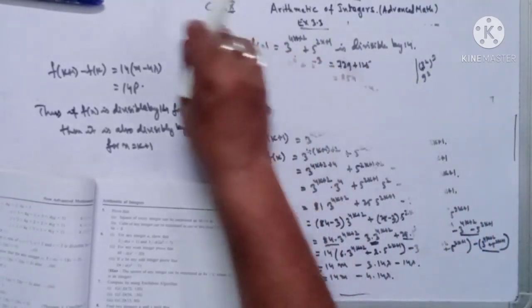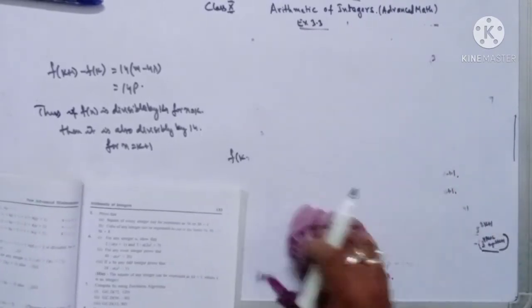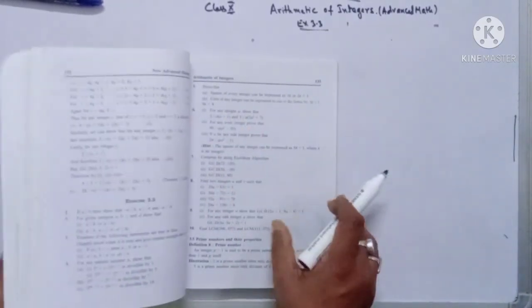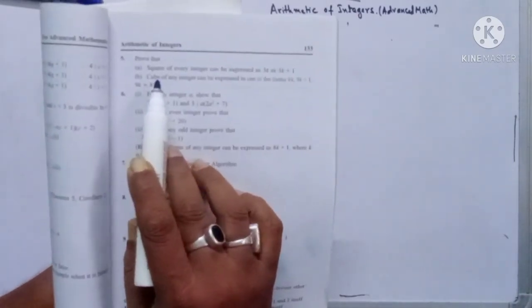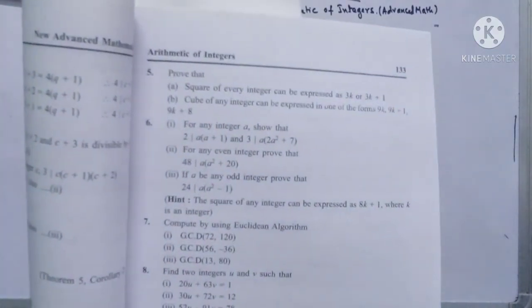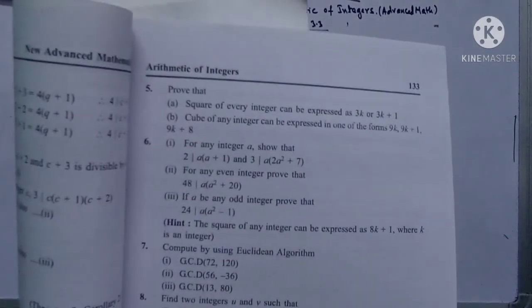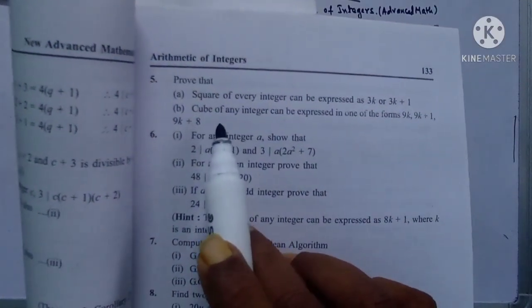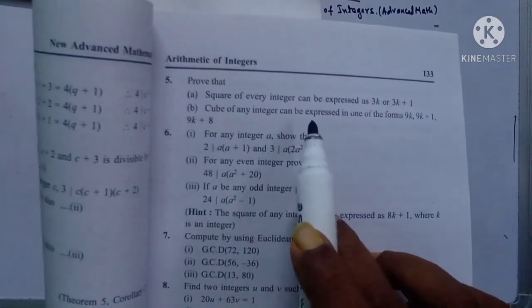Now here you can see one thing, that question number 5 you can do it yourself. This is question number 5, you can do it yourself, because you have done this in your class 10 general maths. You can do it yourself, because you have done this in general math.